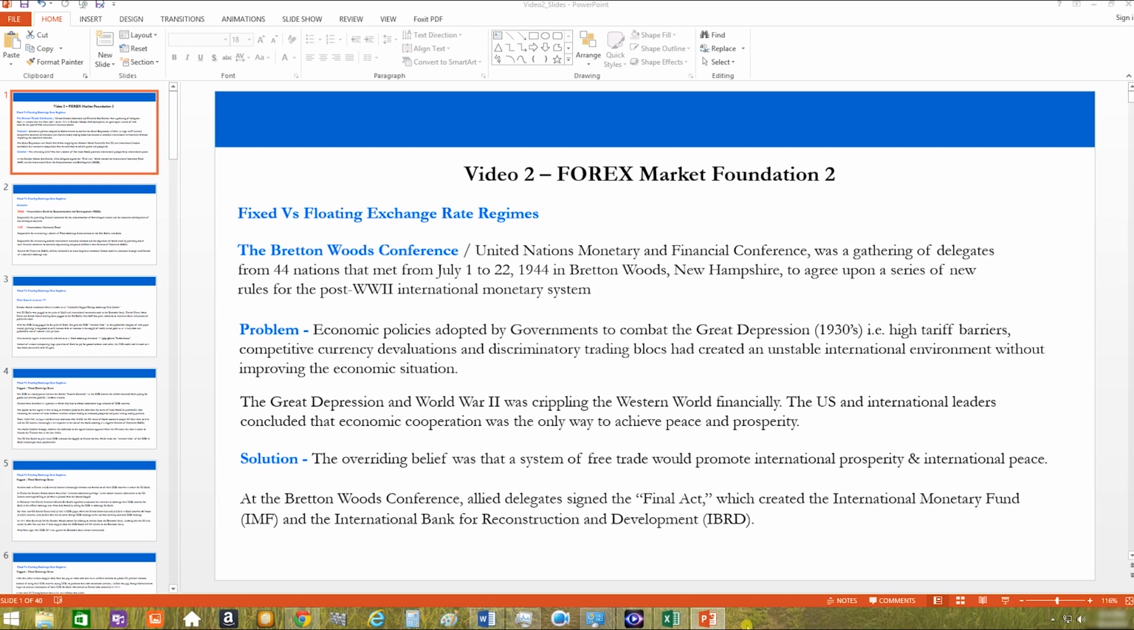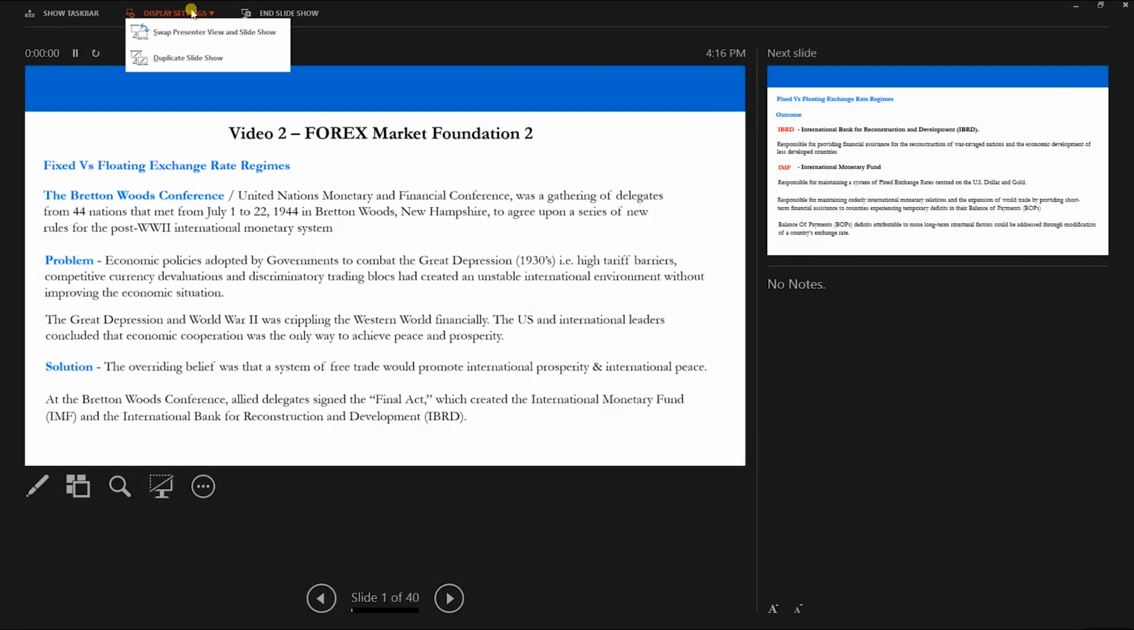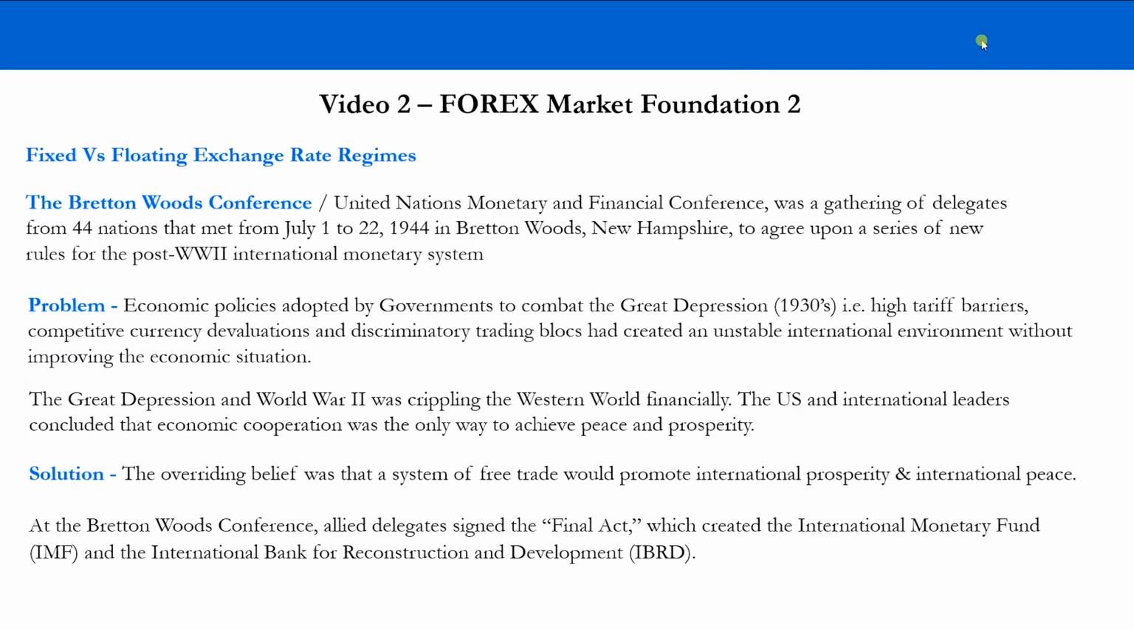So there's a lot of information to get through here. So why don't we maximize the screen and start going through the differences between fixed and floating exchange rates. And first we have to look at the history.